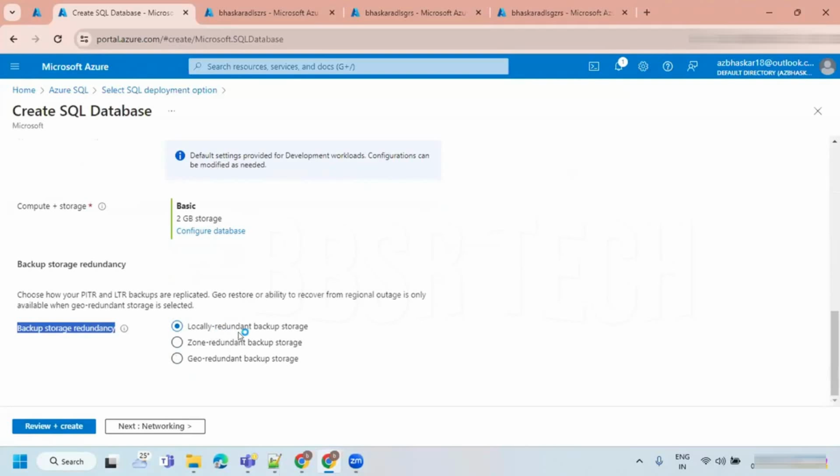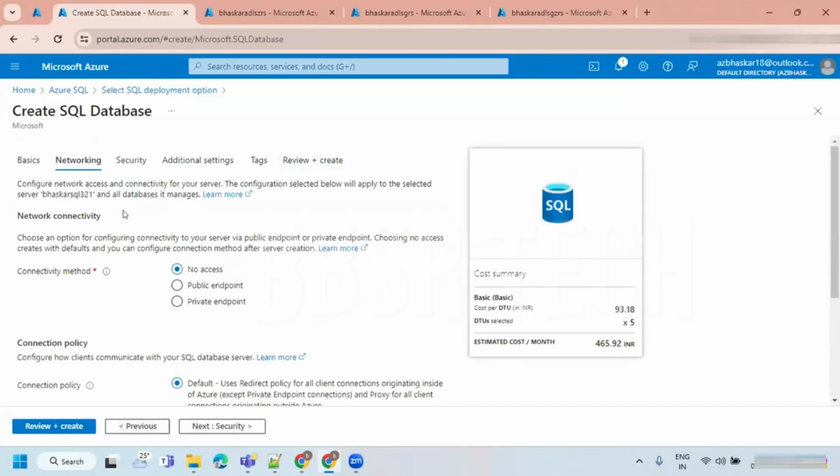We have locally redundant, zone redundant and geo redundant. Geo-zone redundant is not available. We have only three different redundancy options for the databases. So let's keep local, because the cost will be less if it is local. Let's go to the next.